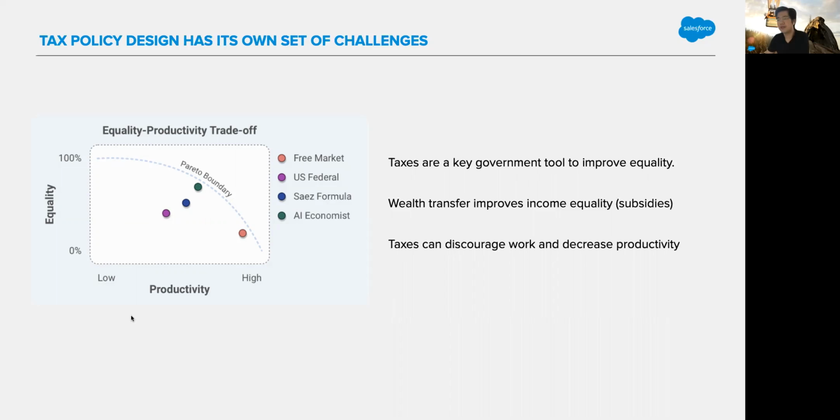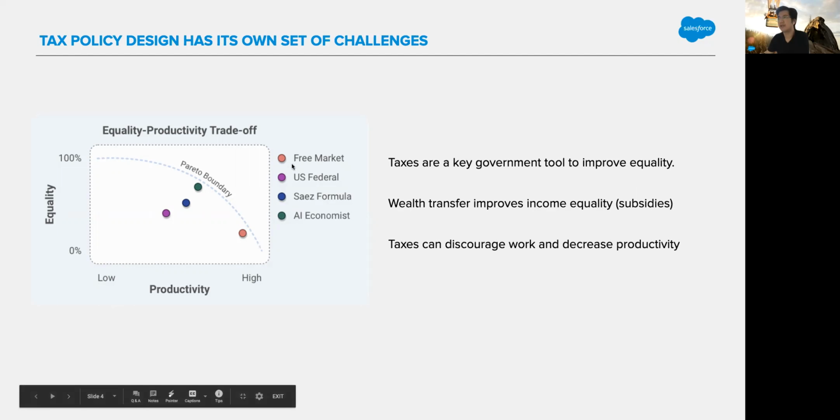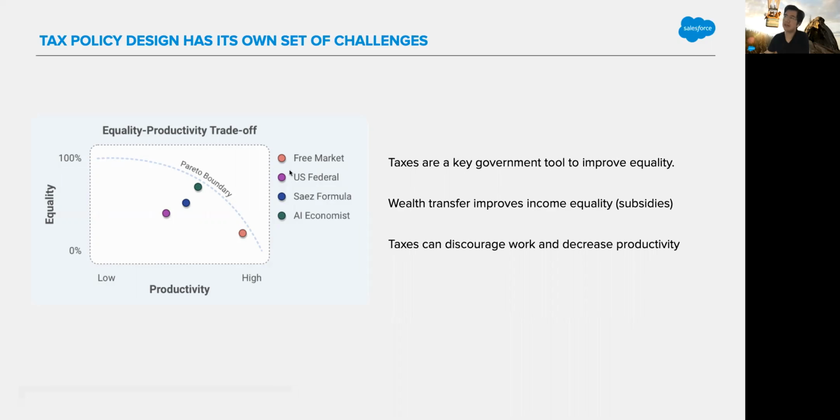In a cartoon on the left, you can see that in this trade-off, you can compare different ways of setting taxes. So the free market, US federal and SAEZ, and AI Economist all will set different tax rates, and they will give you different equality versus productivity trade-offs. And there's this so-called Pareto boundary, which is the theoretical point beyond which you can't improve one without decreasing the other. And our goal is, one, to get as close as possible to this Pareto boundary, and also perhaps control where on this boundary we might end up.